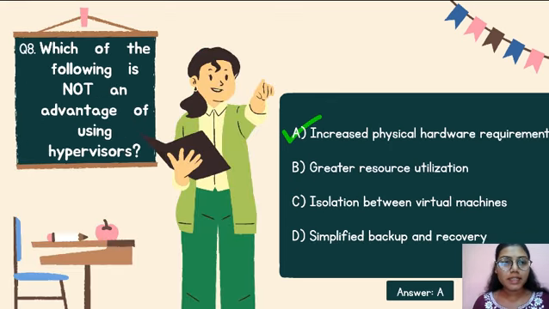So question 8 is: which of the following is not an advantage of using a hypervisor? So option A is increased physical hardware requirement. Option B is greater resource utilization. Option C is isolation between virtual machines and option D is simplified backup and recovery. So option A is the correct option.